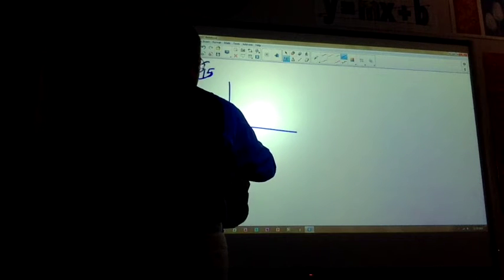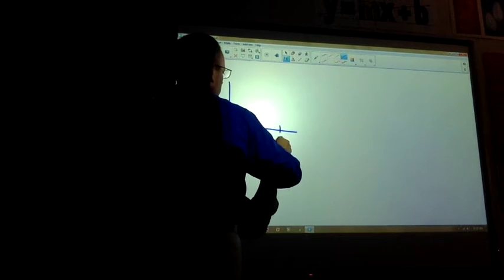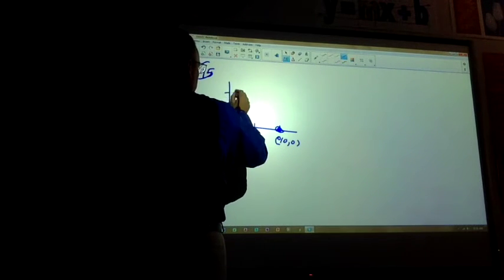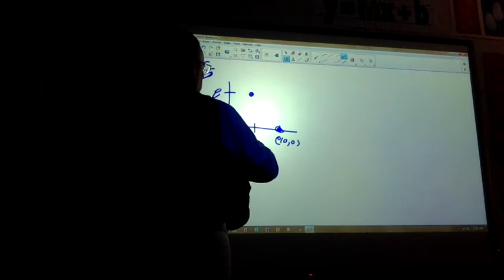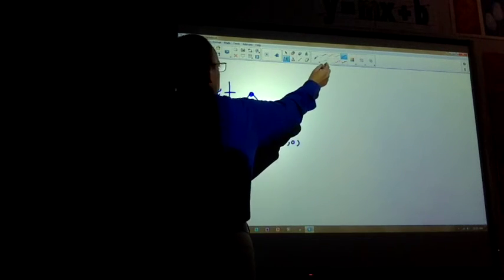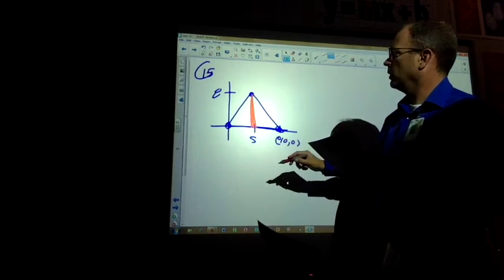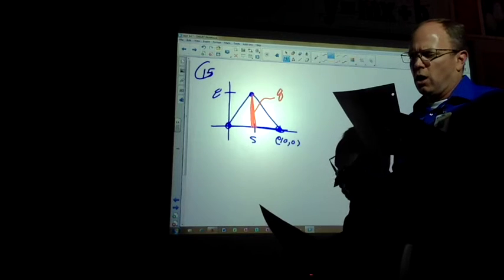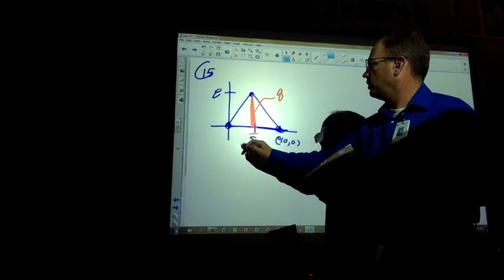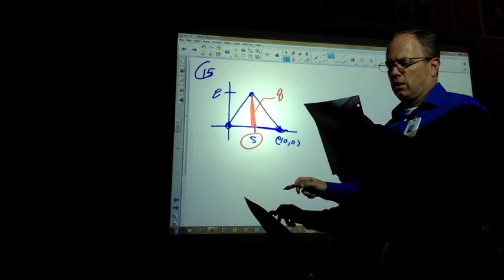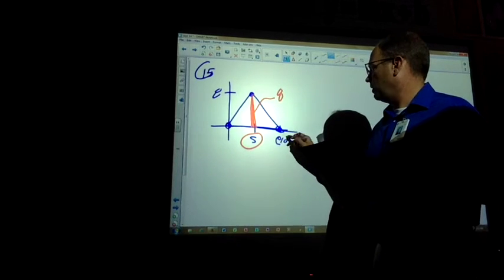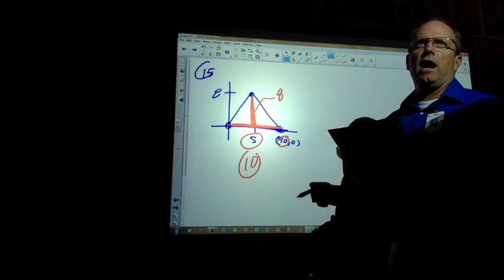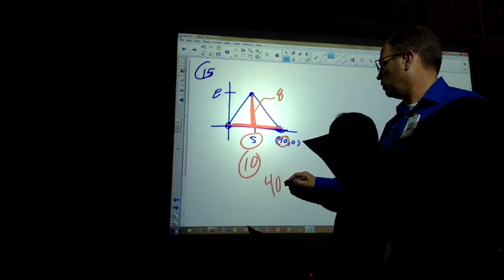Okay, deal with it. 0, 0, 10, 0, and 5, 8. Here's my triangle. How tall is this triangle? It's 8 tall. How do I know? Because we're all the way up to 8. So find the area of each. So the base is 5. Oh wait, the base is 10. Base is 10, right? This distance here is 10. So 10 times 8, 80, half of that, 40. 40 square units is the area.